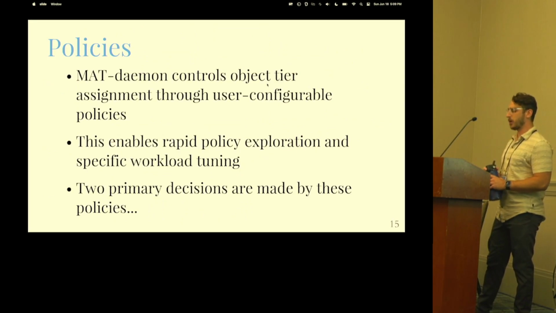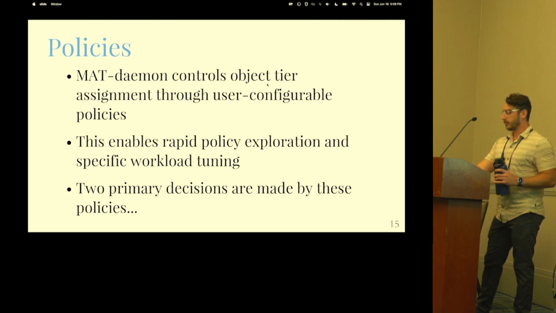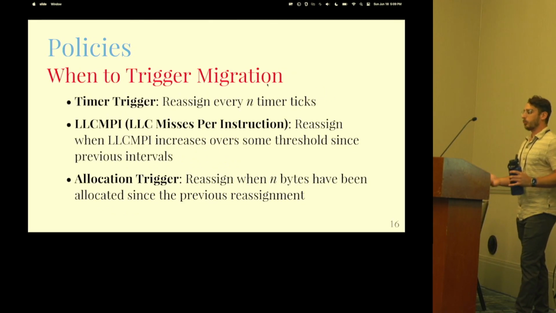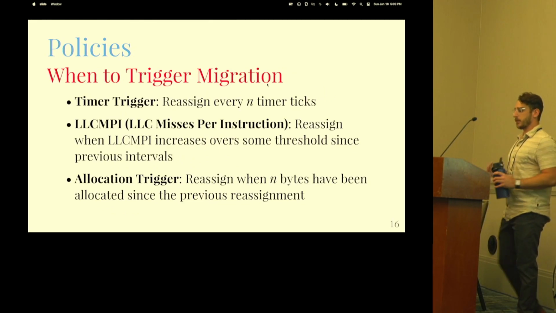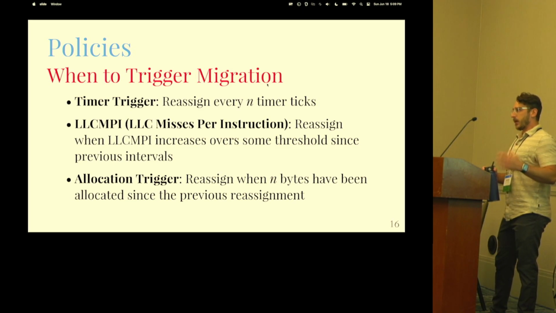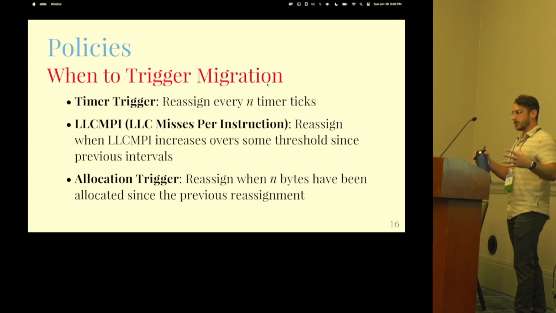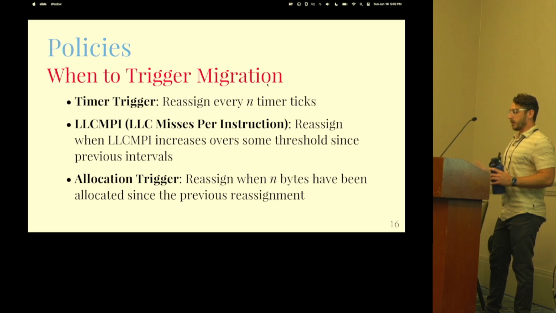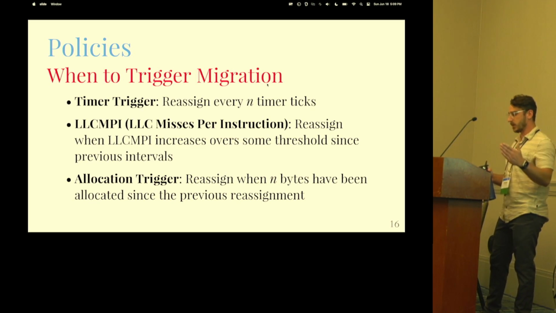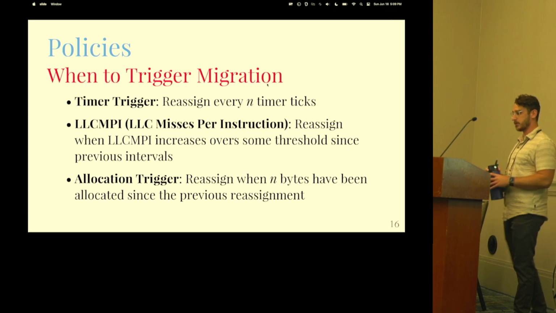Okay, so I've mentioned these policies a couple of times. The main thing to know about this is that they make two primary decisions for the daemon, and the first one is, when do we want to actually migrate these objects, right? So for this study, we evaluated 3 different trigger migration policies, and the first one was a basic timer. So every n timer ticks, let's reassign object tiers.